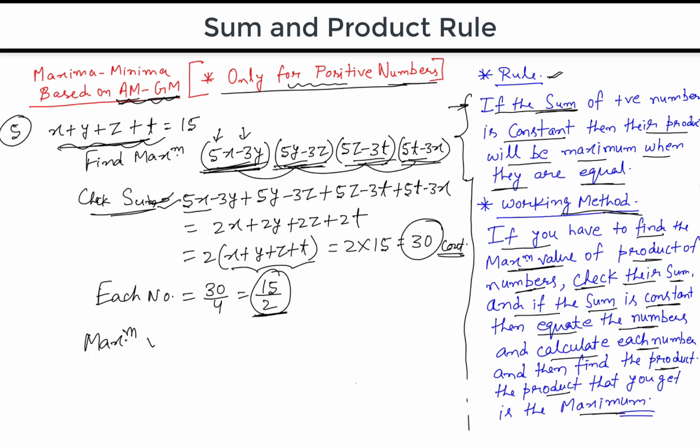So the maximum value of the given product will be equal to, each one of them should be 15 by 2 for the maximum. So 15 by 2 into 15 by 2, 4 times. So to the power 4, 15 to the power 4 by 2 to the power 4. 15 square is 225, so 225 squared is 50625, divided by 2 to the power 4, which is 16.